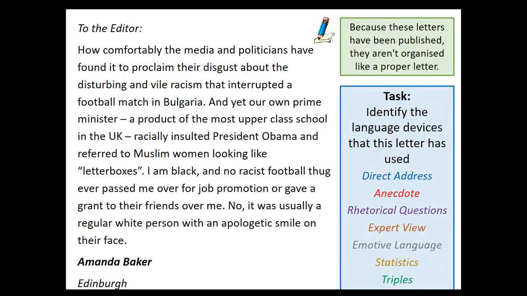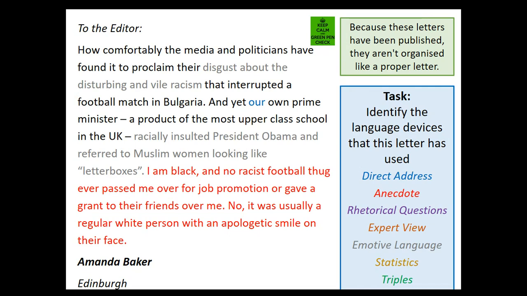To the editor. How comfortably the media and politicians have found it to proclaim their disgust about the disturbing and vile racism that interrupted a football match in Bulgaria. And yet our own Prime Minister, a product of the most upper-class school in the UK, racially insulted President Obama and referred to Muslim women looking like letterboxes. I am black, and no racist football thug ever passed me over for a job promotion or gave a grant to their friends over me. No. It was usually a regular white person with an apologetic smile on their face. Amanda Baker, Edinburgh.